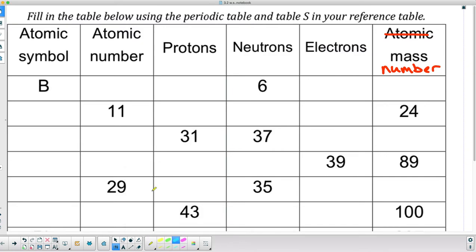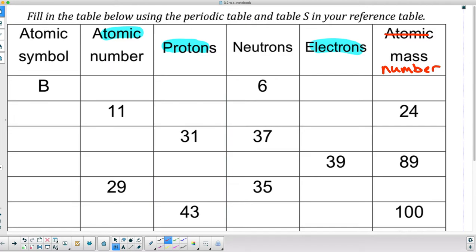It's actually pretty easy. The atomic symbol we get off the periodic table. I'll show you how to get that in 1 second when I flip over to the periodic table. The atomic number is the same as the number of protons, which in this case, because there are no ions or things that are charged, is the same as the number of electrons. So atomic number, protons, and electrons are all exactly the same, which means that if you have one of them, you have all of them.